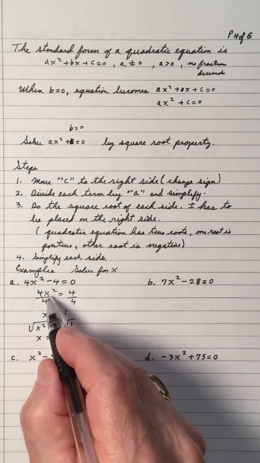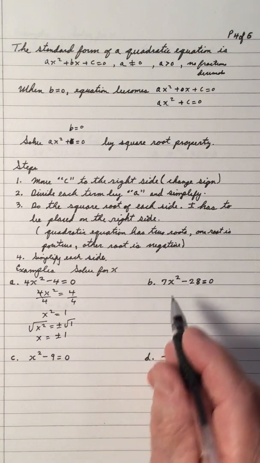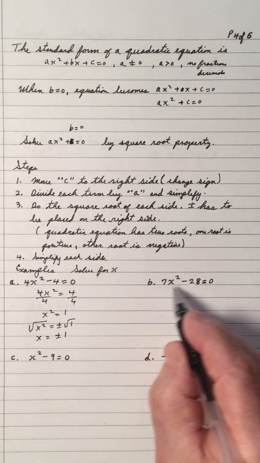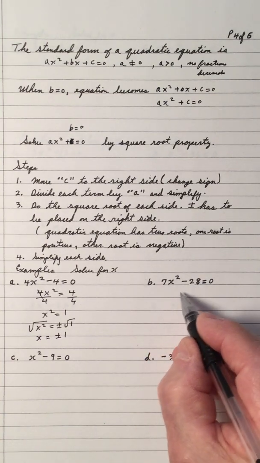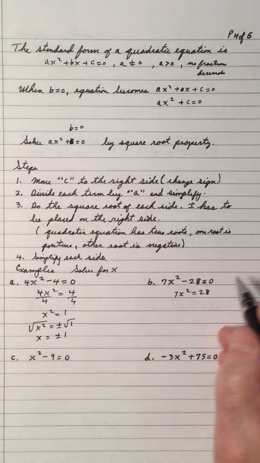Notice this happens, this method, when b is 0. There's no x. And again, part B, an example, I have to move the 28 to the right side, make it positive.